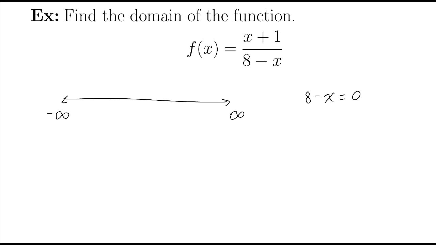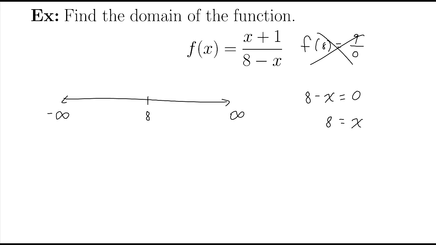Okay, so 8 minus x equals 0, right? That's this. I don't want that to equal 0. So I solve this equation, I add x to both sides, and I find that if x is 8, then the denominator would equal 0. Is that true? If x was 8, I would get 8 plus 1 on the top, which is 9, and 8 minus 8 on the bottom is 0, right? So 8 is a restriction. Cannot have it.